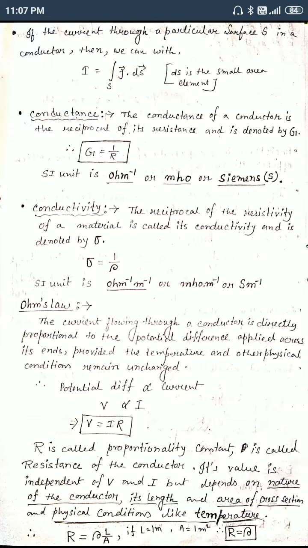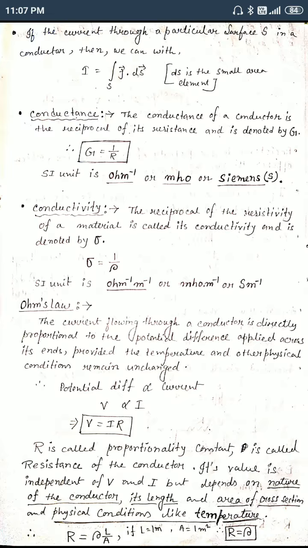So from that, using that concept, the resistance is directly proportional to length, and inversely proportional to the area of cross section. If we combine these two concepts, we get R proportional to L by A, or R equals rho L by A. This rho is called the proportionality constant, and it is called resistivity. Its SI unit is ohm meter. So we can say that resistivity equals R into A by L.